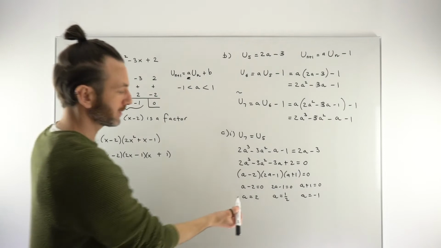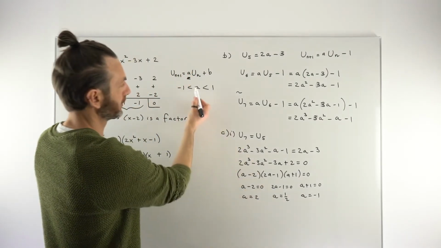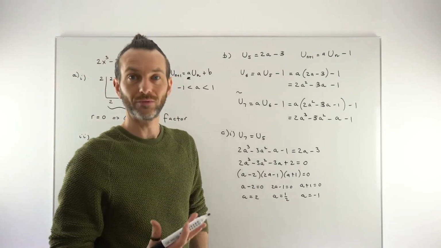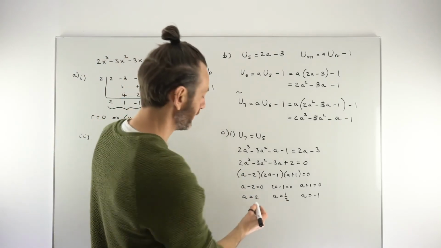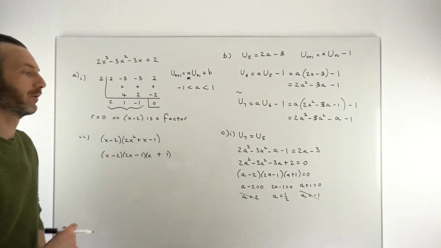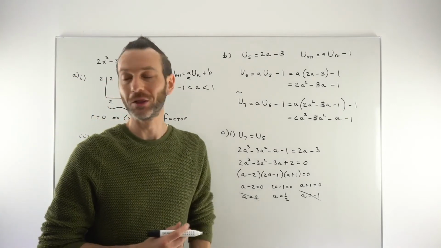So these are our three possible a values, but only this one lies between -1 and 1, so that's the only value for which a limit for that recurrence relation would exist. So we can eliminate these two, and that is going to be our a value. Quite tricky, that, piecing together quite a lot of information that's given in the question.